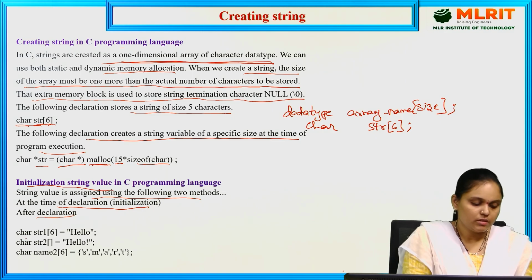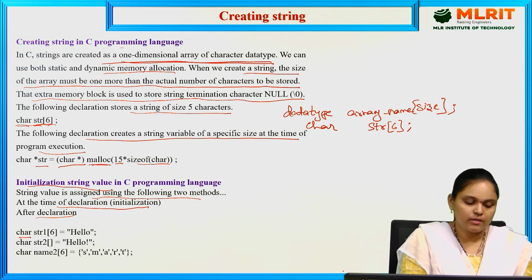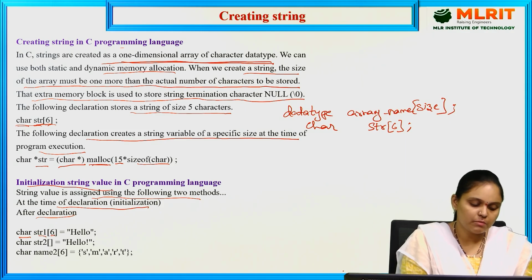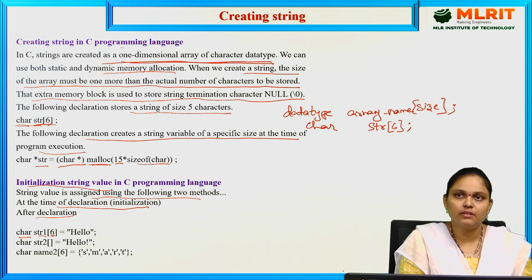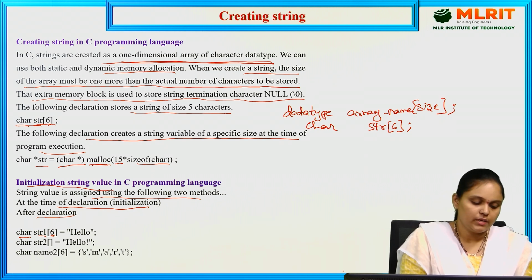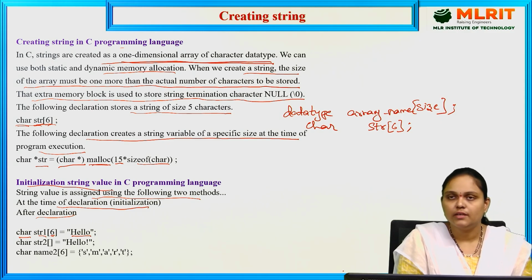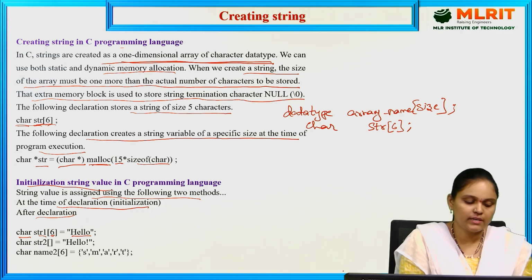So see here, this is the data type, char, and str1 is the name of the string, and 6 is nothing but the size. That is the number of characters that we are using in this particular string is 6. 6 means we can only use 5 characters, and the leftover character is used for the null character. And here hello has 5 characters, and the next character is the null character. So that is the reason why we are giving the count as 6 in the size.